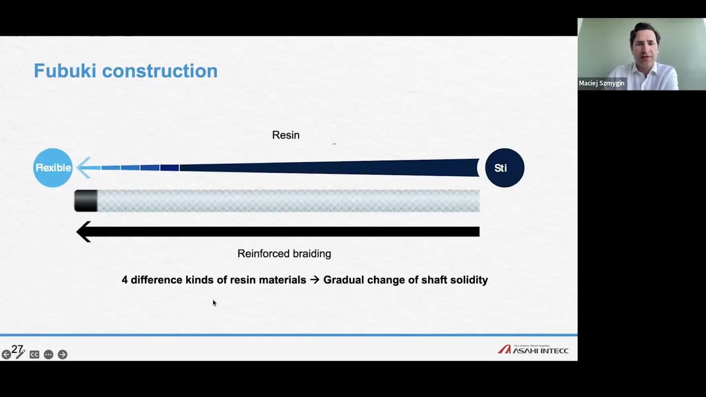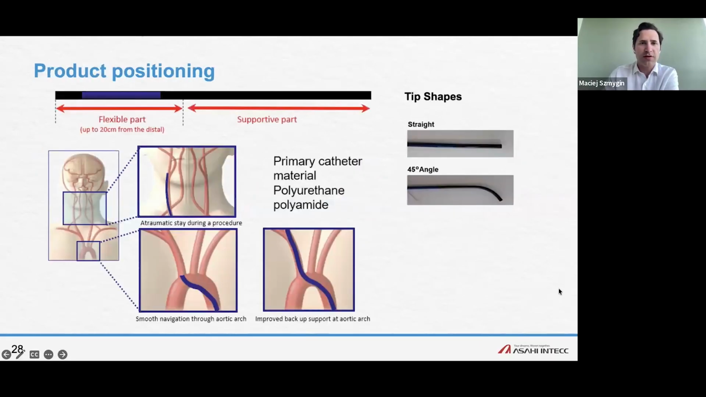We can see that there are 4 different kinds of materials, gradual change of shaft solidity. Really, from our experience, we can say that it's really solid. It provides solid support, and it's flexible at the top, so it's really good catheter. Yes, so we have straight and angled, depending on what we want.